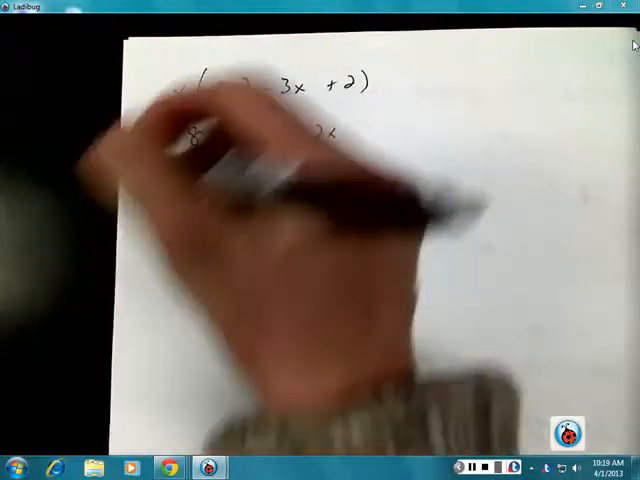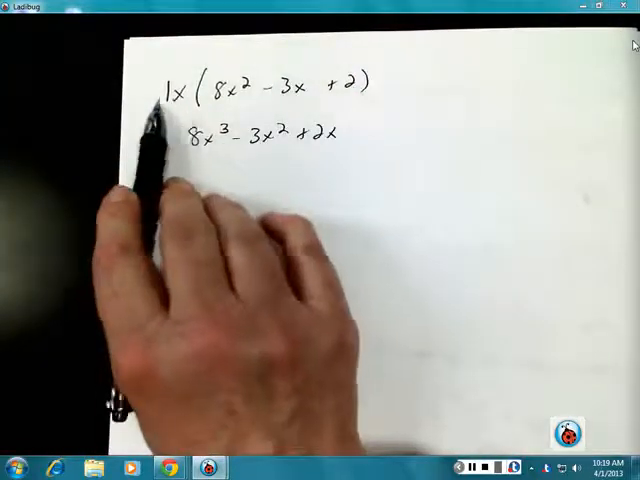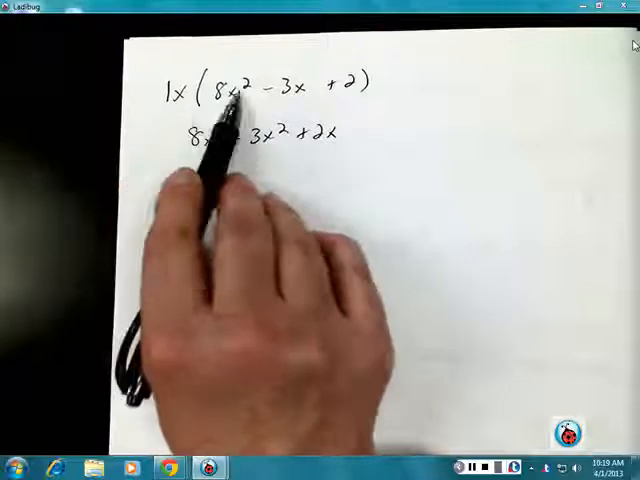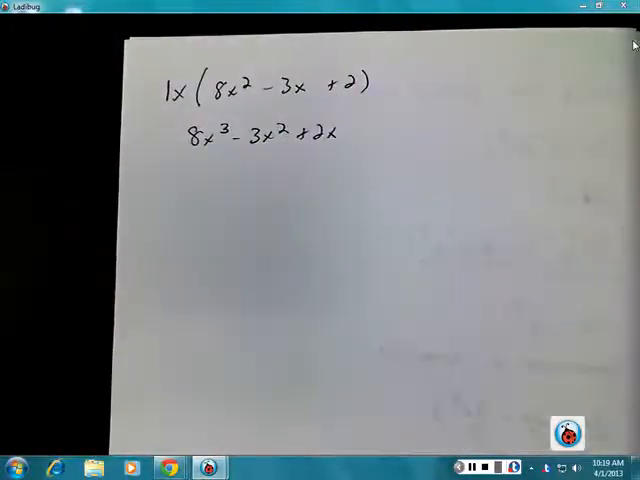All I did was take this x, which is to the first power, and multiply it by each piece. If you don't have a number out in front, there's a 1 there. So I know I have a 1. So that 1 times 8 is 8, and x times x squared is x cubed. Then I multiplied it by each of the other pieces that were in there. So I come up with my answer.